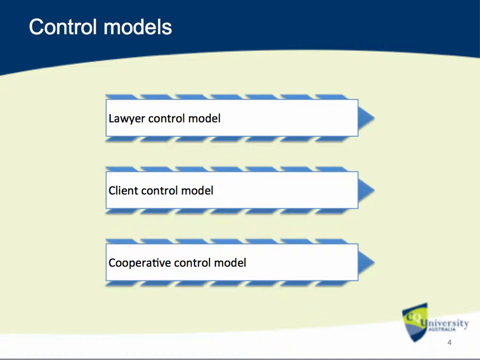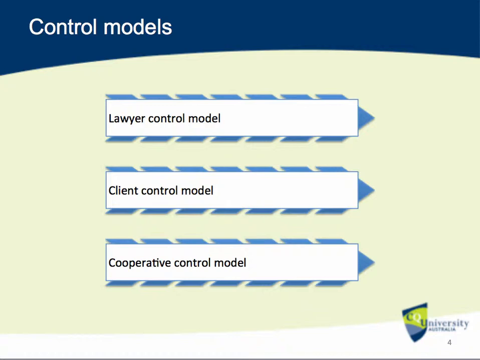Firstly, the lawyer control model. Lawyers' training, detachment, and objectivity enable them to handle problems better than emotionally involved clients. Weak clients trust and become dependent on lawyers. The lawyer control model is preferred by the profession, particularly if clients are poor and uneducated. It is the dominant approach in family, criminal, and tort work.